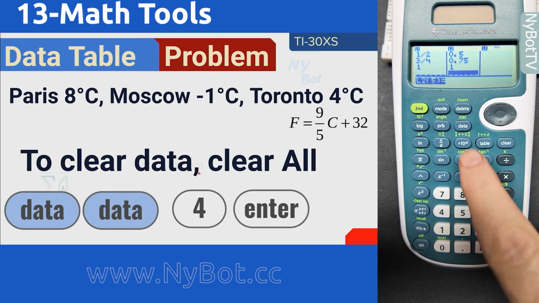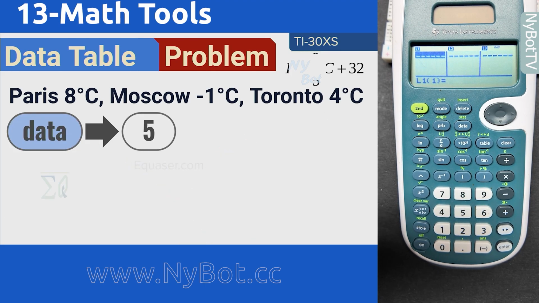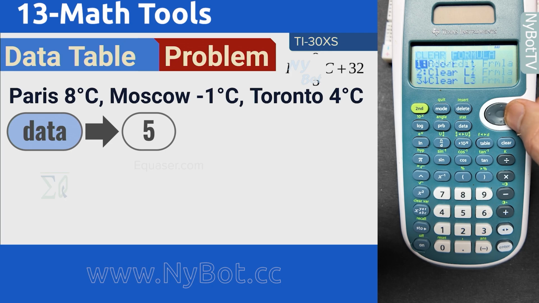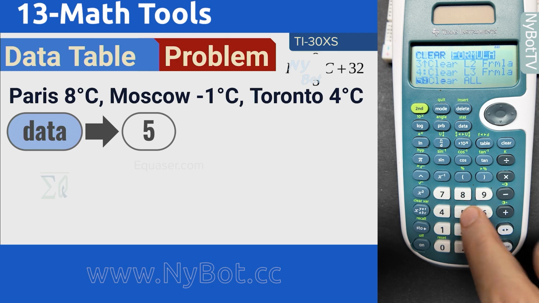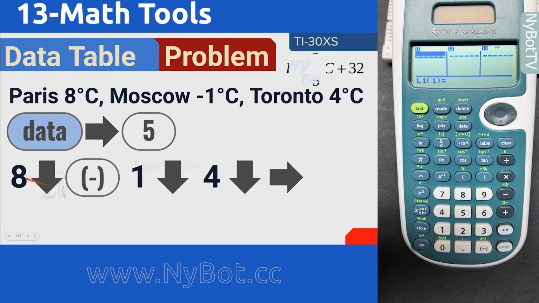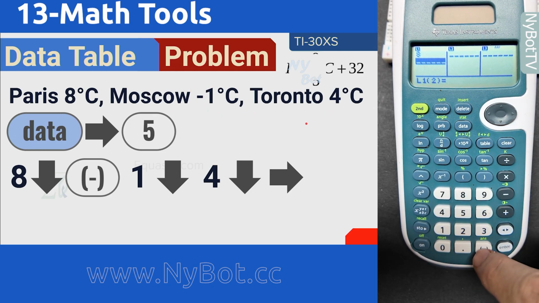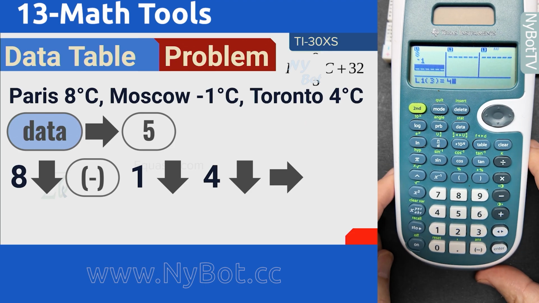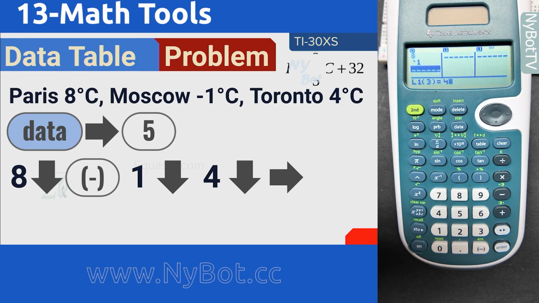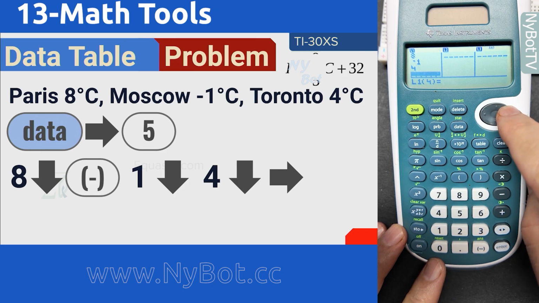So to clear data, press data and then 4. We clear all data, and now press data, go to the right, and then go to number 5, clear all formula, because the formula we created might be there. And let's enter 8, -1 and 4. 8 down, minus, for minus I'm using this button, -1 down, and 4. Once it's all done, come down and go to the right.